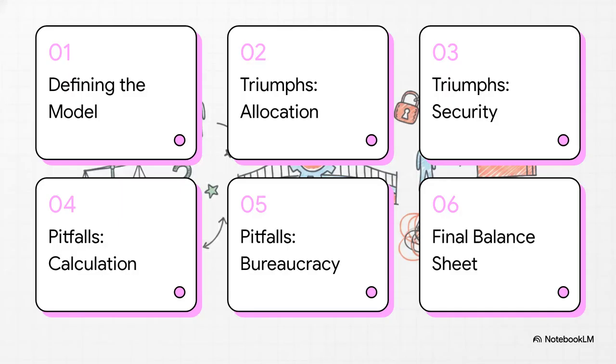Okay, let's quickly glance at our agenda for today's audit. We'll be covering: 1. Defining the model. 2. The triumphs of allocation. 3. The triumphs of security. 4. The pitfalls of calculation. 5. The pitfalls of bureaucracy. And finally, 6. The final balance sheet.